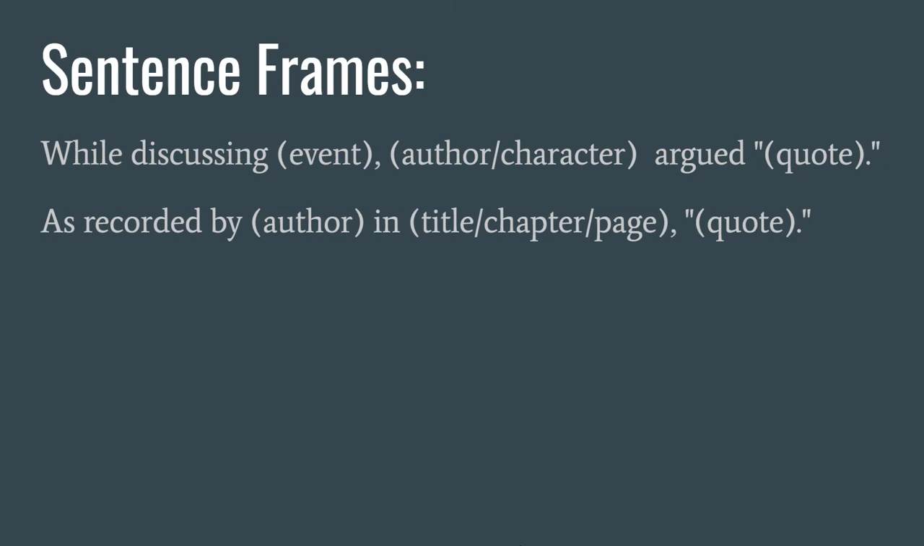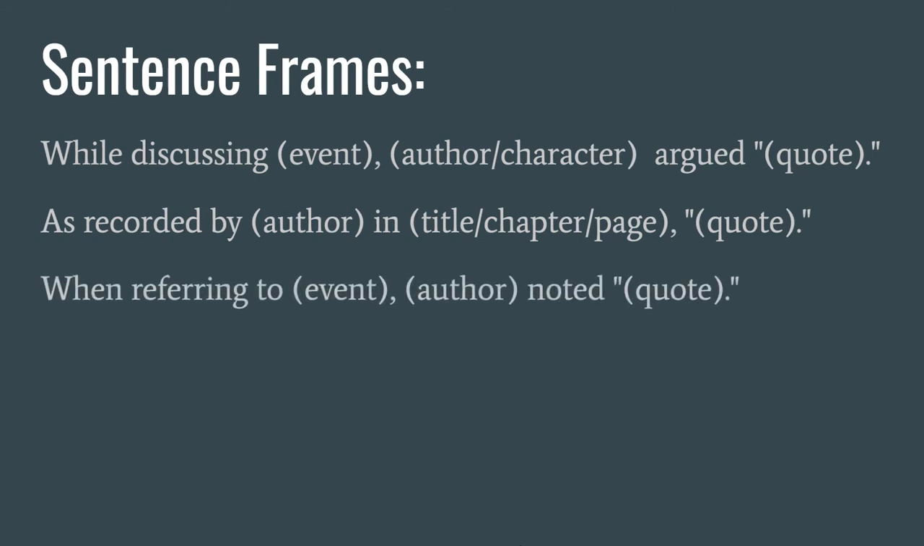As recorded by blank in title, chapter, page, whatever, and then you give the quote. So sometimes if it's a novel, you might go through as recorded by the author in chapter 5. Then you give the quote. Something as simple as that. You just copy and paste it in. When referring to an event, the author noted, quote. So whatever the event, whoever the author was, you could just pop those into those little blanks and then finish out your sentence.